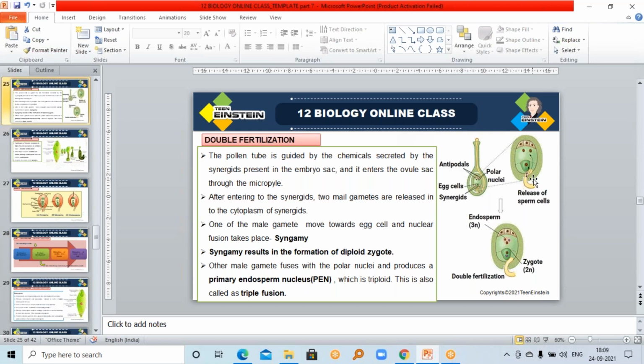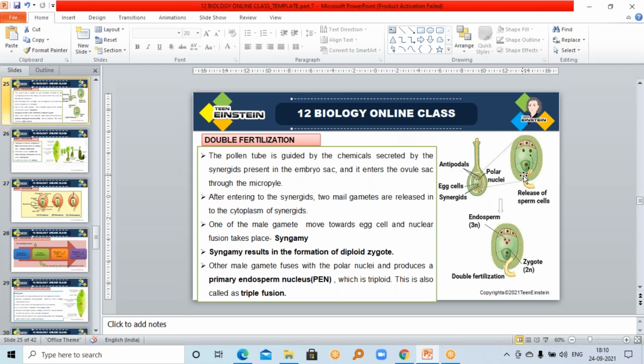The pollen tube first comes through the nucellus, then enters the embryo sac, and only the tip of the pollen tube enters the embryo sac, and that reaches near the egg apparatus. You can see that the pollen tube is reaching near the egg cell.